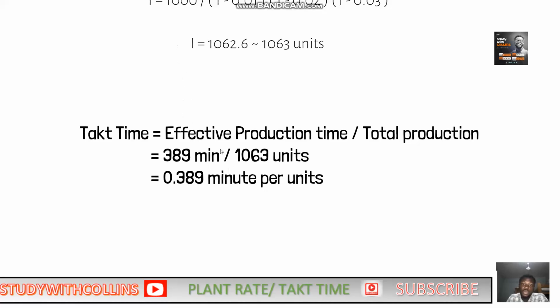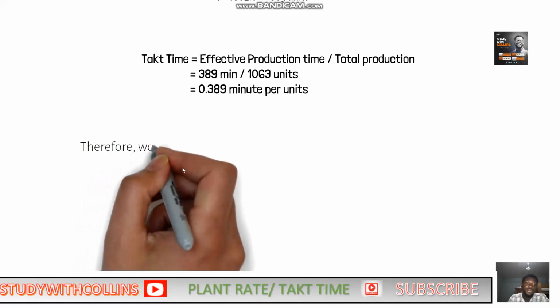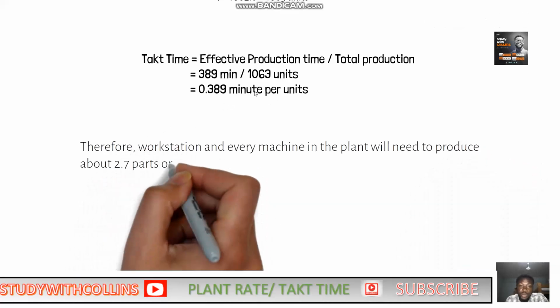Our takt time will be effective production time over the total production. It is the same preamble, but what will change here is the total production. Now we are not dealing with 1000 anymore, but we are rather dealing with 1063 units, because we are involving scrap percent. Therefore, workstation and every machine.